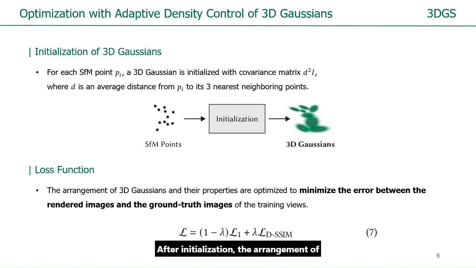After initialization, the arrangement of 3D Gaussians and their properties are iteratively optimized to minimize the error between the rendered images and the GT images from the training views. The loss function shown below combines an L1 loss and the SSIM loss to improve both pixel level accuracy and perceptual image quality.